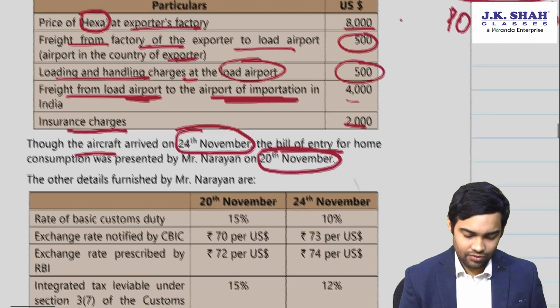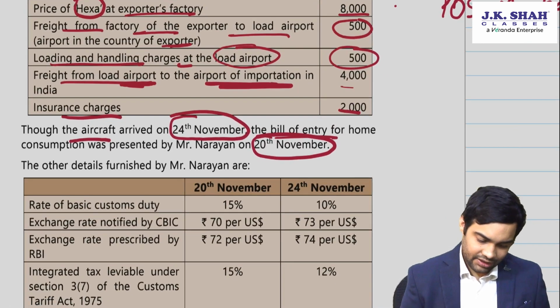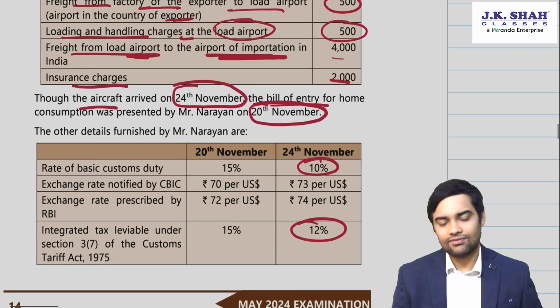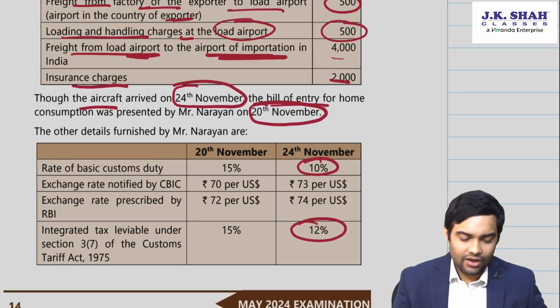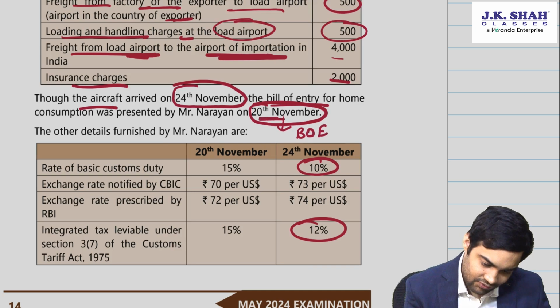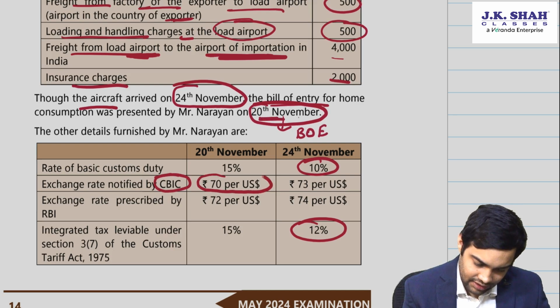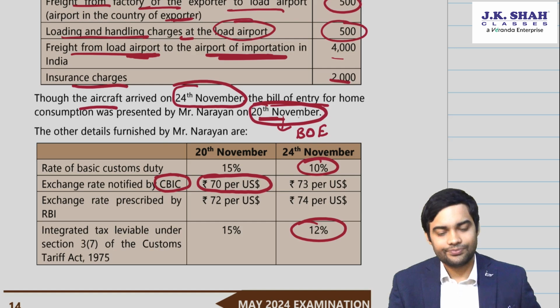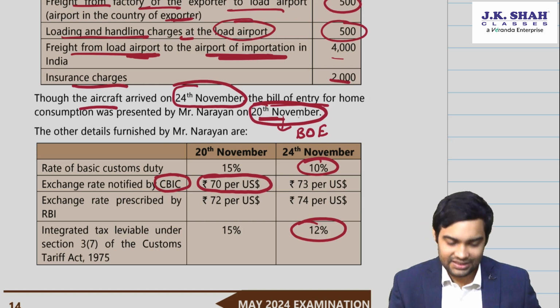Now, what will be the rate? Rate will be whichever is later. You remember, rate of tax is always whichever is later. Bill of entry or arrival, whichever is later. But rate of exchange will be filing of bill of entry. When is the bill of entry filed? Bill of entry is filed on 20th November. CBIC rate will be used and the rate which we will use is 70. You agree with this much? These are important things and basics.